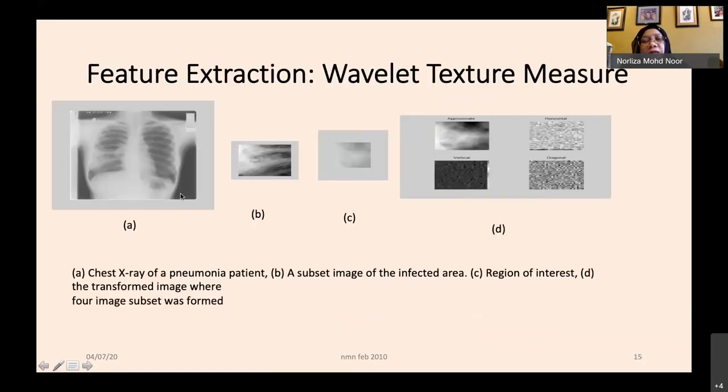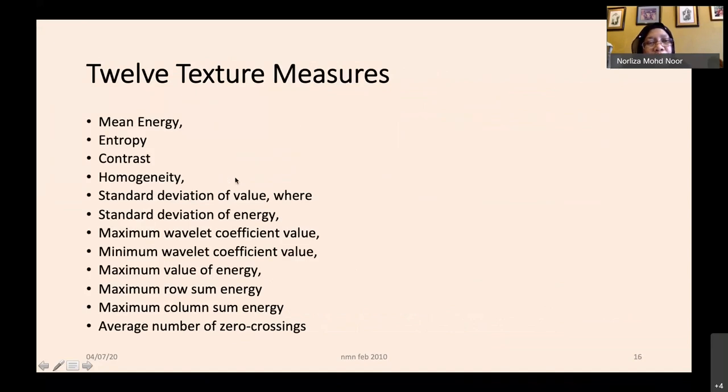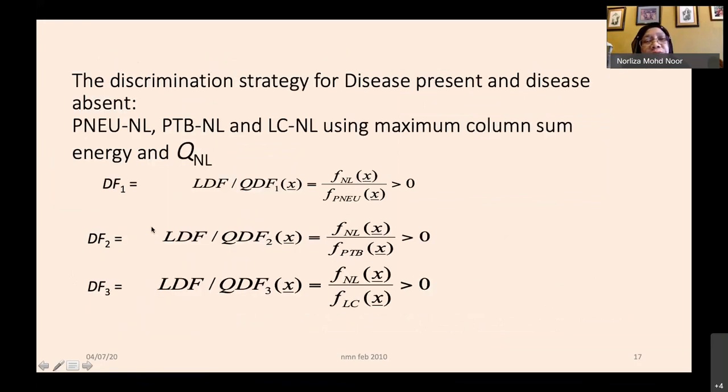Next we do the wavelet texture measures and feature extraction. This is the machine learning concept where we have a 2D image, we have the data, and then the region of interest, and we transform. So all of this we take measures. We have 12 texture measures here: mean energy, entropy, contrast, and many more items. This is our discrimination strategy to discriminate between disease present and disease absent using the LDF and QDF.